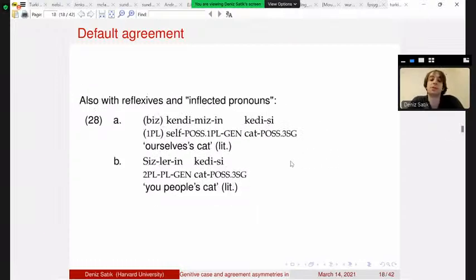Also with reflexives and inflected pronouns, biz kendimizin kedisi. Let's stick to kendimizin kedisi. It's quite a bit better without the pronoun being overt, I think. Similarly, sizlerin kedisi. That's also good. But I want to point out here that I think this is probably just a hidden adnominal pronoun construction. I think it probably is something like you people, where the people is just not overt. But I won't be talking more about that in detail today.